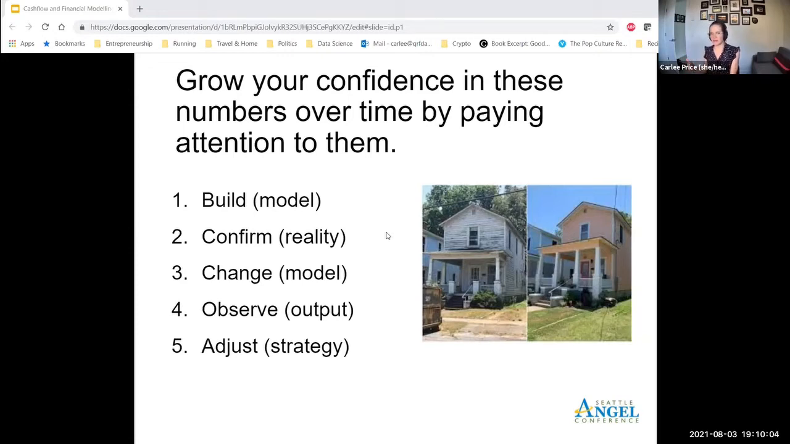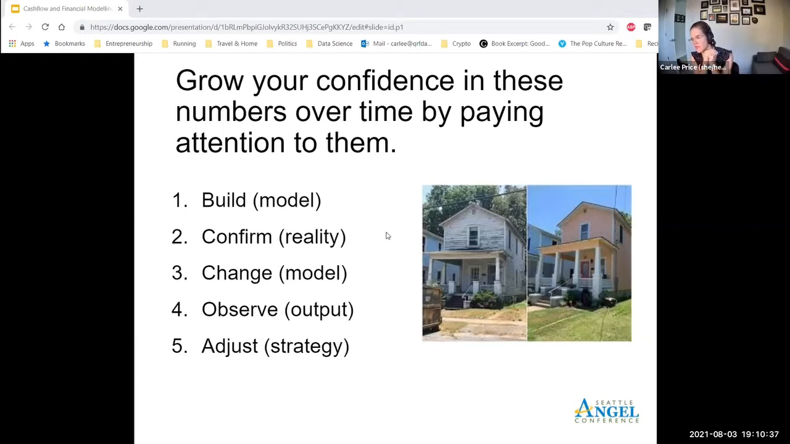So the steps are build, and then confirm either through experimentation or through actual customer results. You're going to change your model. You're going to observe how the output of the model changes when you change your assumptions. This is a critical step. There's an action and a reaction. So when you change something in the model as a reflection of what you've learned about the real world, the output of the model will change. The value of your business will change. So take note of that and start to understand how those mechanics work.